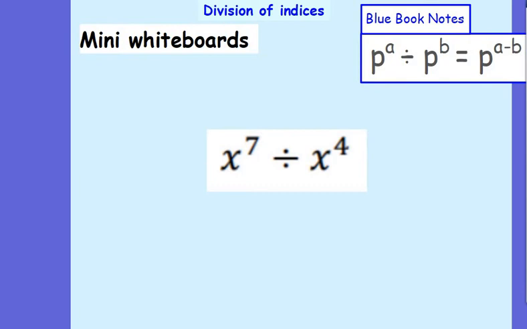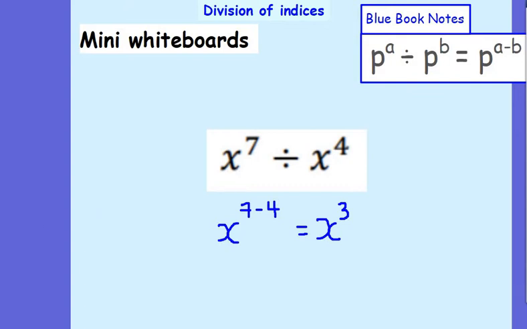Okay, Year 9, mini whiteboards or light blue books. What's x to the power 7 divided by x to the power 4? Pause the video for a minute and have a little think. Right, so applying our rule, we know that x to the power 7 divided by x to the power 4 is x to the power of 7 take away 4, which is what, Ryan? X to the power 3.